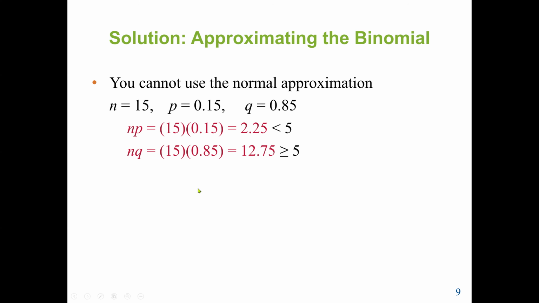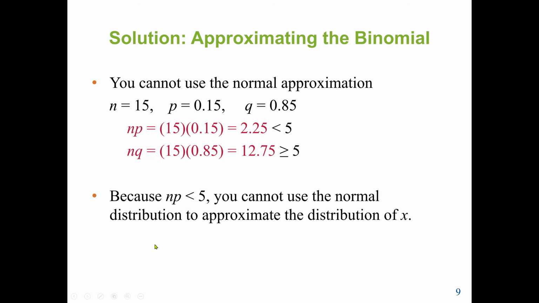It's going to be less than 5. So because np is less than 5, you cannot use the normal distribution to approximate the distribution of X.